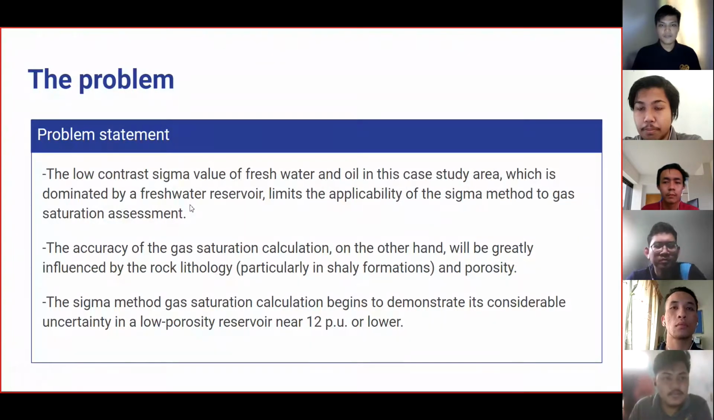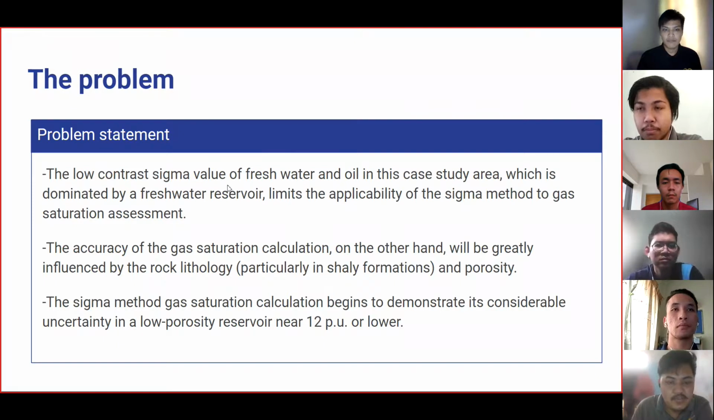Alright, so for the problem statement part, the low contrast sigma value of fresh water and oil in this case study area, which is dominated by a freshwater reservoir, limits the applicability of the sigma method to the gas saturation assessment. The accuracy of the gas saturation calculation, on the other hand, will be greatly influenced by the rock lithology, particularly in the shale formation and porosity.